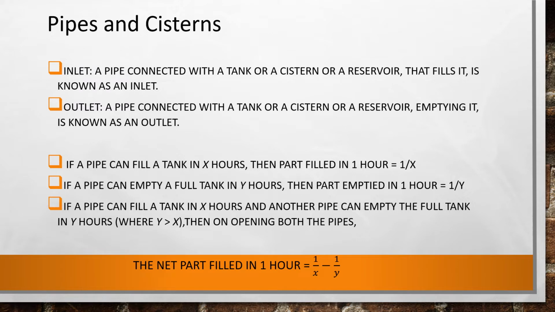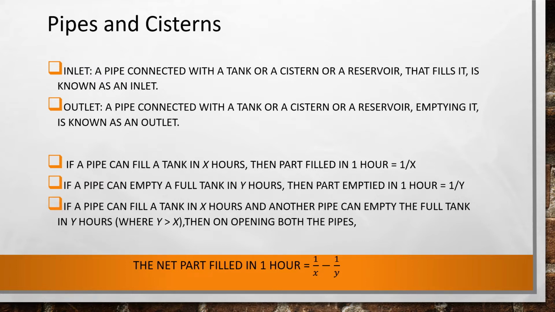If a pipe can fill a tank in X hours, then the part filled in 1 hour is 1 by X. And if a pipe can empty a tank in Y hours, then the part emptied in 1 hour is 1 by Y. If a pipe can fill a tank in X hours and another pipe can empty the full tank in Y hours, where Y is greater than X, then on opening both the pipes, the net part filled in 1 hour is 1 by X minus 1 by Y.